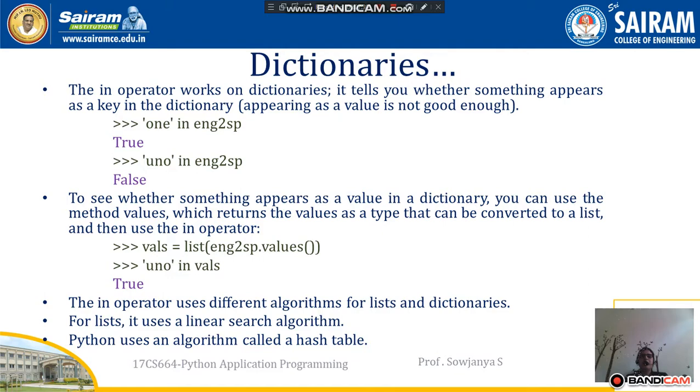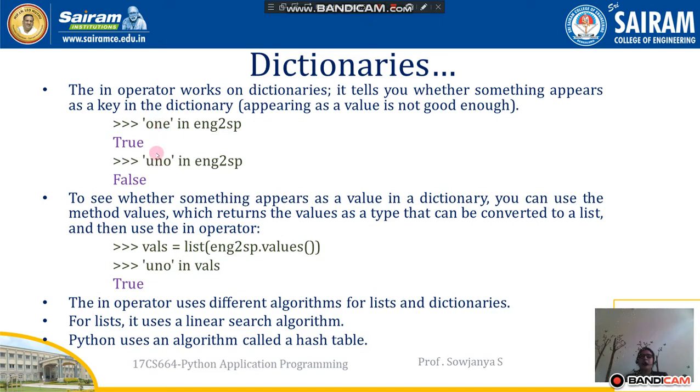In a similar way, we have the in operator. In general, we know in is a boolean operator which is either true or false. Here in dictionaries also we can use the in operator. For example, consider the previous example: 1 in eng2sp. Obviously 1 is a key which is present in the variable eng2sp, so that returns True.